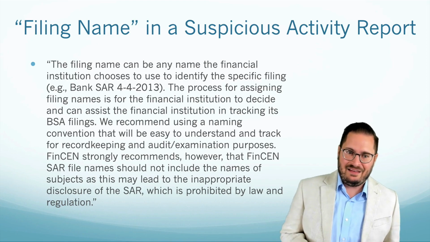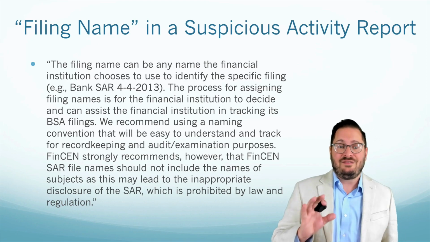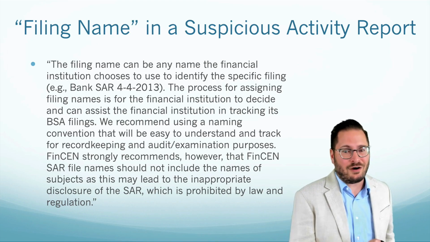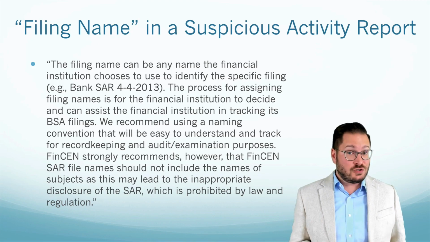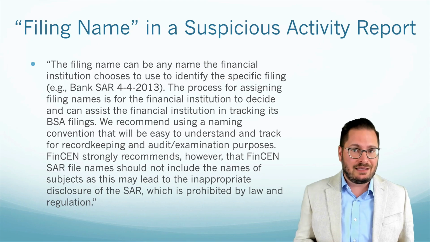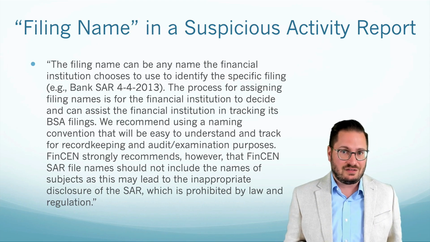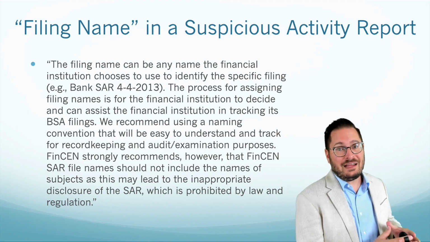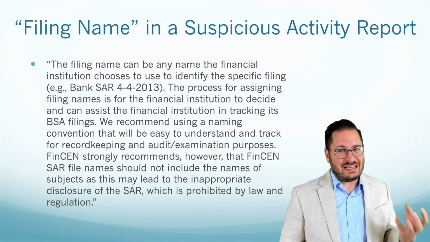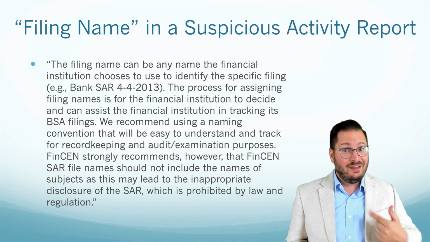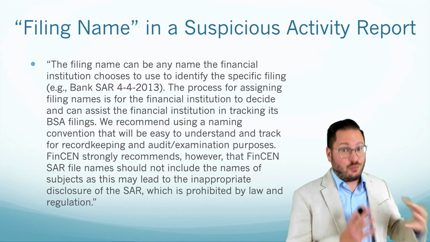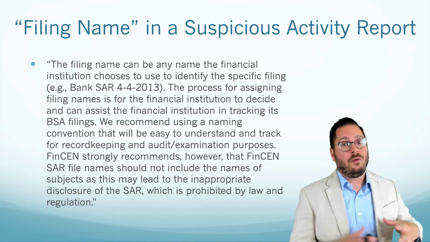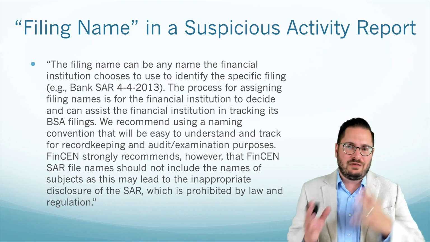Now, that said, FinCEN strongly recommends that the FinCEN SAR file name should not include the name of a subject that is in the SAR, as that may lead to an inappropriate disclosure of the SAR, which is prohibited by law and regulation and could have some potential consequences. So back in the old days, before this guidance came out, a lot of financial institutions would name their suspicious activity reports the name of the customer. So Whitmer 001 or Whitmer 1 or just Whitmer if it's a smaller financial institution that doesn't have too many SAR filings. So that was an easy way to identify who the SAR was related to.